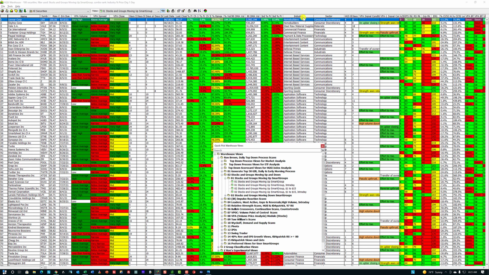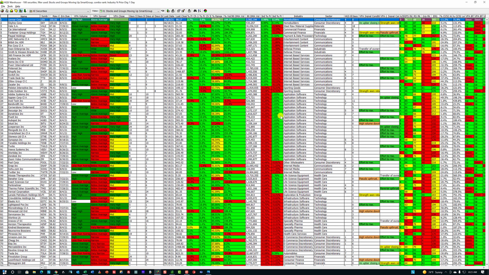And what it does is it groups all these stocks together. Now, I called it Stocks and Groups Moving Up when I did it. And not every stock is going to be up. I'll tell you that right now. So if that's what you're expecting, it just doesn't happen. But I just wanted to be able to get a snapshot based upon this combo.